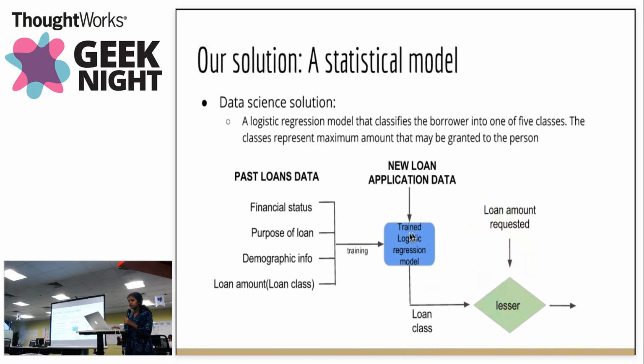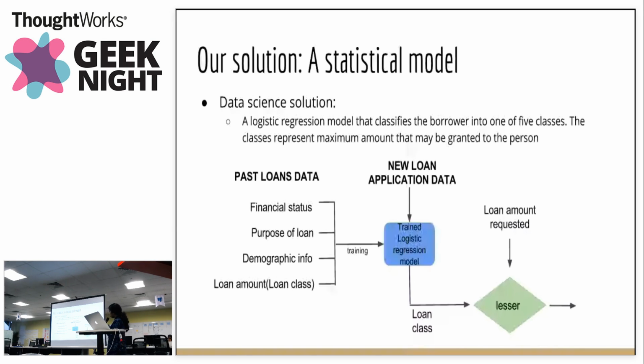So if you remember the diagram I showed you initially about the general data science class, you can relate this to that. This part here is the training data, and these three, the financial status, the purpose of the loan, and some other demographic information about the applicant, are the predictor variables which we think will affect how much loan we should give. And they are basically the variables they were looking at initially to decide how much loan to give.